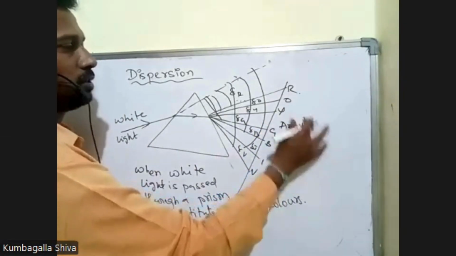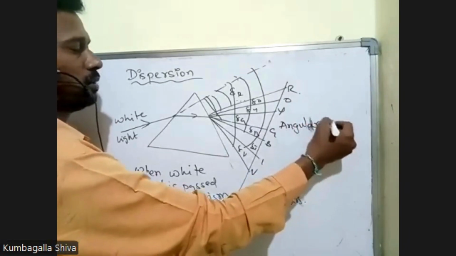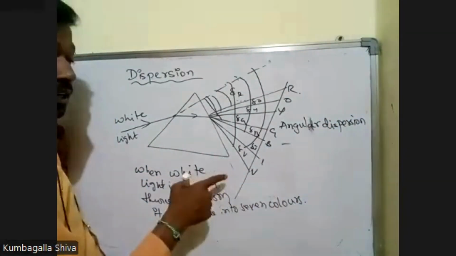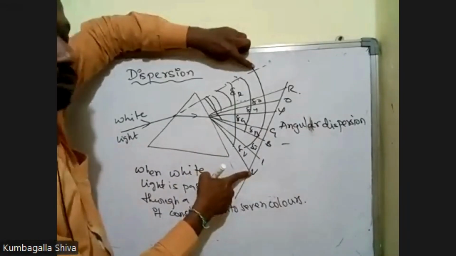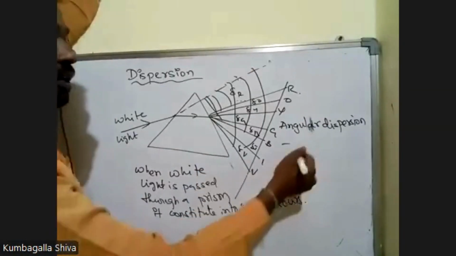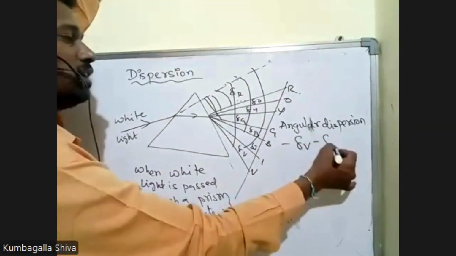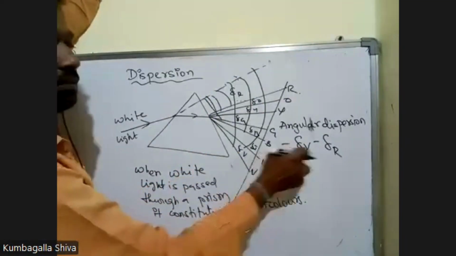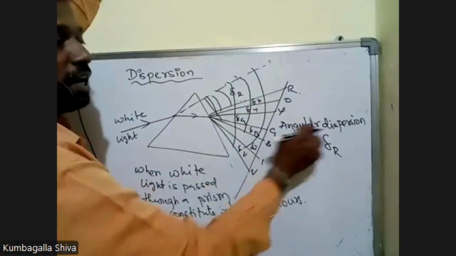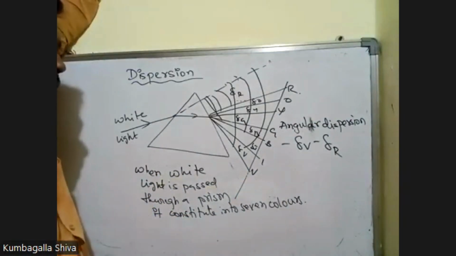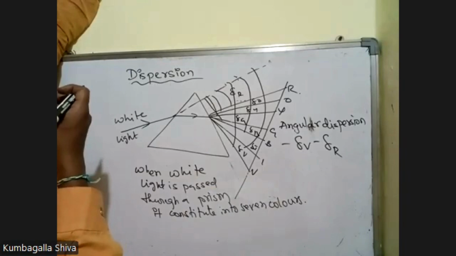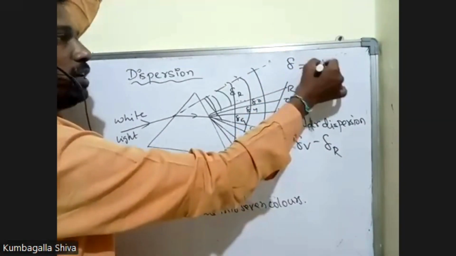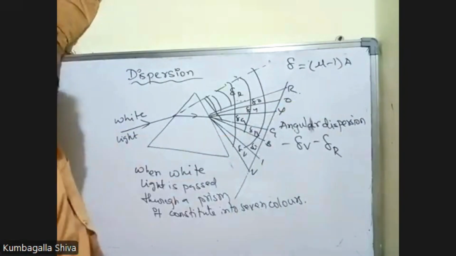Angular dispersion means we have the deviation from the maximum deviation to the minimum deviation, that is you are having delta V minus delta R, because delta V is the maximum, delta R is the minimum, so maximum minus minimum gives the angular dispersion of the colors. Okay, now we have the general formula, that we have just now read about, that delta is a small angle, that is mu minus 1 into A. This is the formula, you have noted it now.